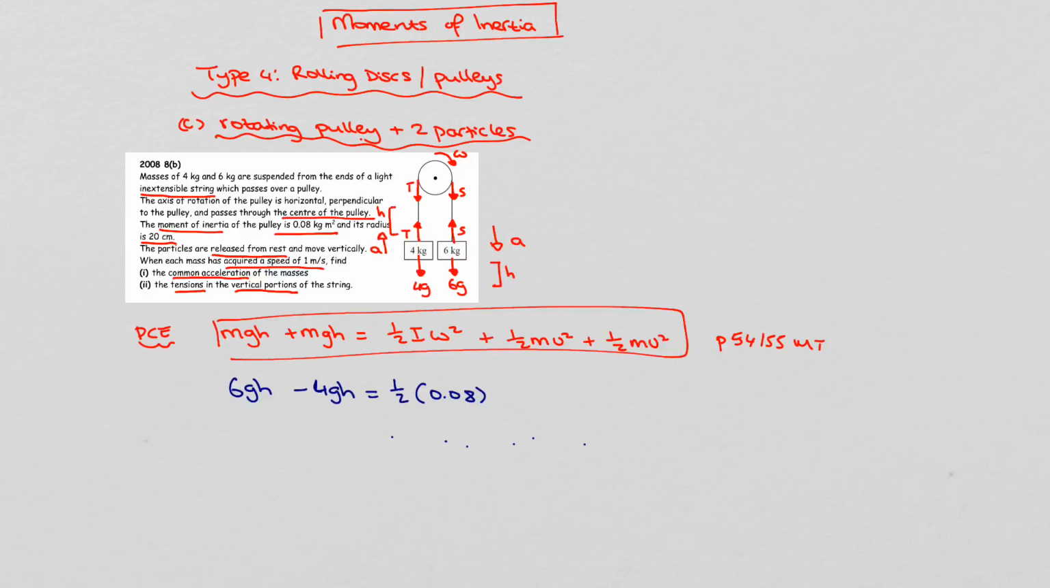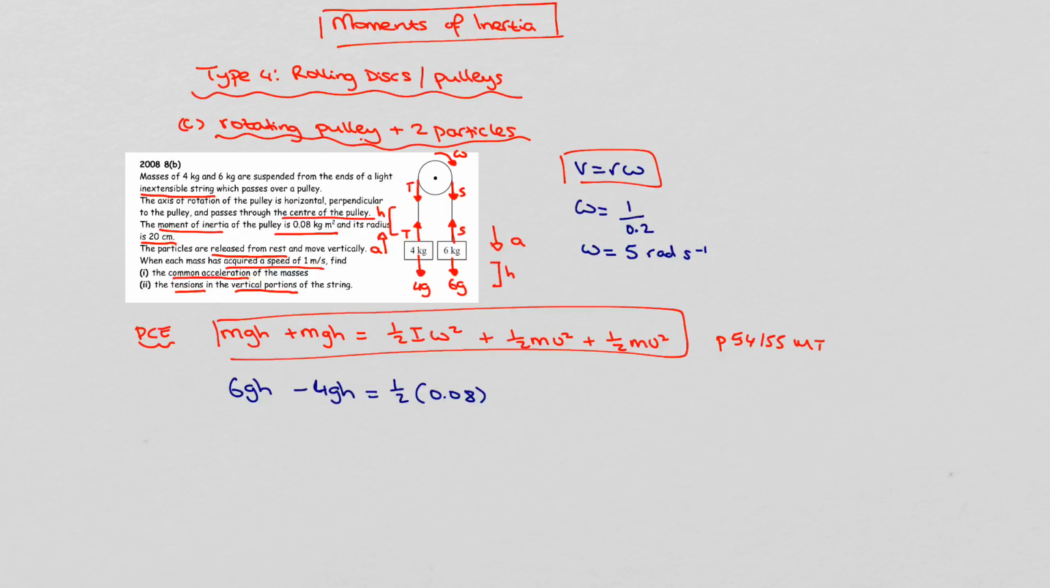Our angular velocity. Okay, so our angular velocity, if I just go up to the top here, we have v is equal to r omega, and therefore omega is going to be equal to the velocity over the radius. We're told that it acquires a velocity of 1, and the radius we're told is 20 centimetres, but we need to change that to metres, so that's going to be 0.2, and therefore the angular velocity is 5 radians per second.